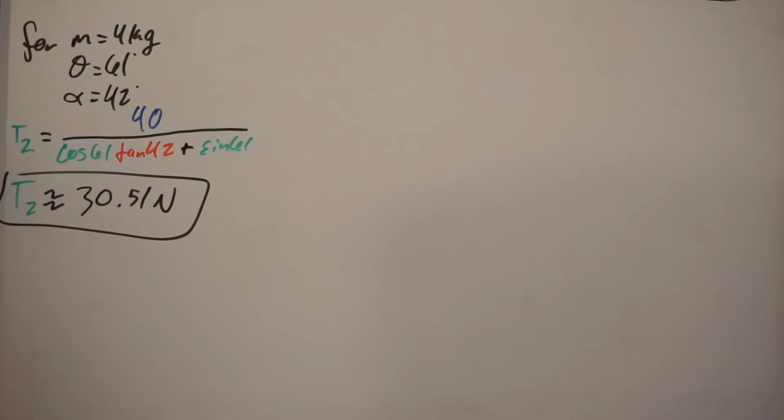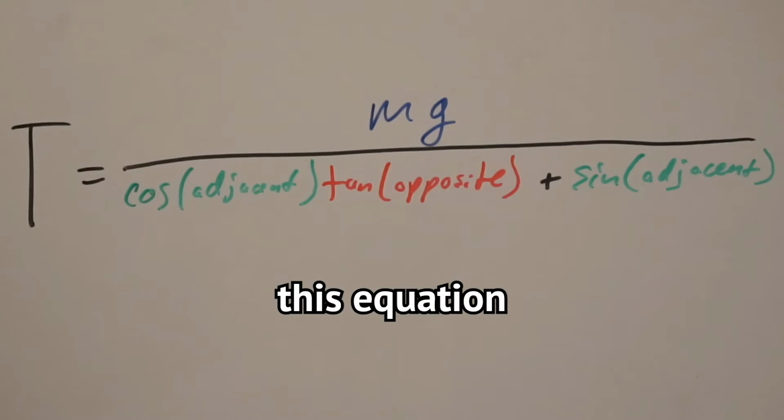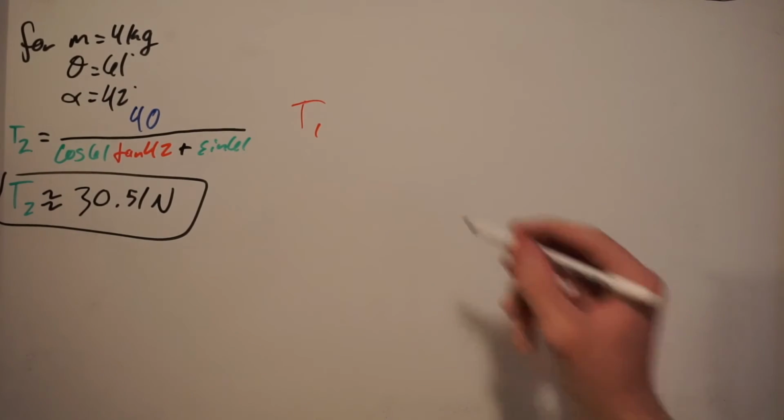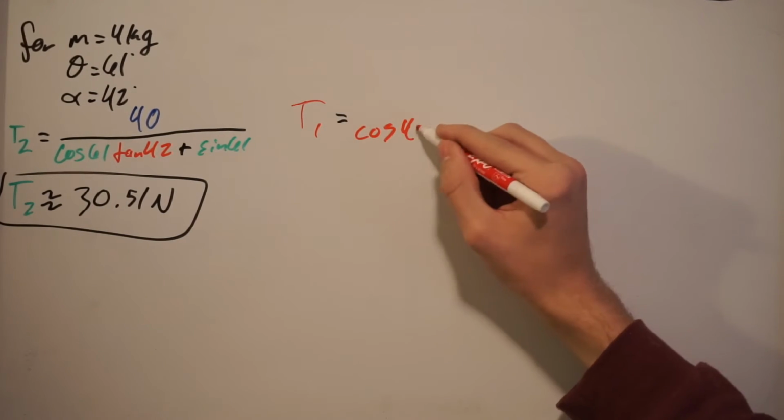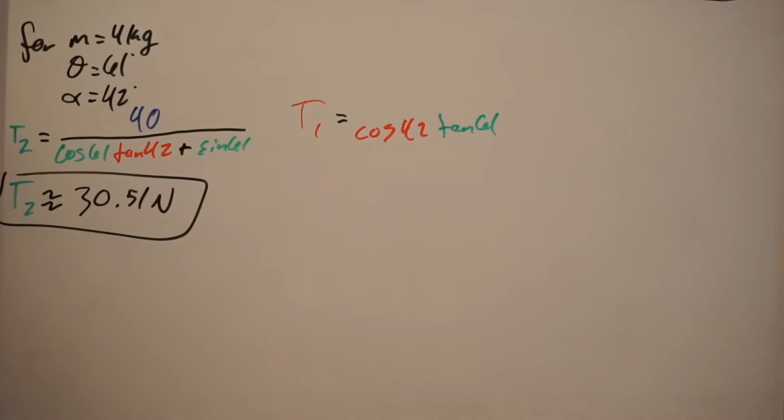Well, that's great and all, but how do you find T1? Reverse the angles. Remember how I said it was adjacent and opposite? There's a reason I defined it like that. T1 equals the weight force, 40, divided by cosine of the adjacent angle. Now we're on the other side, so the adjacent angle is alpha.